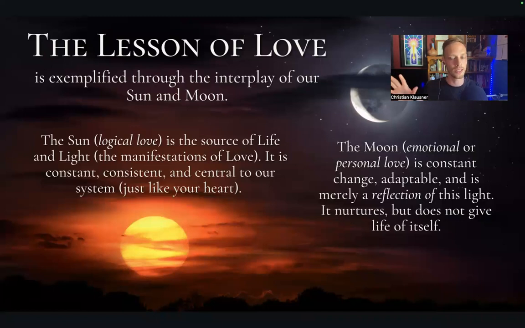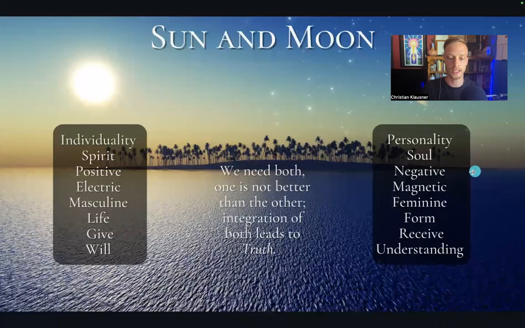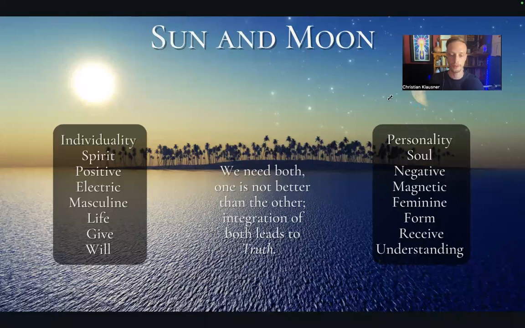Okay. Then we have the moon. That's emotional or personal love. Just as the sun is constant, the moon is constant change, always changing. It's adaptable and it reflects the light of the sun. It nurtures, but it doesn't give life of itself. So the masculine principle is the seed. The moon, or the feminine principle, is the receptive, receiving, reflecting principle, which proliferates life. Okay. And it's thanks to these two, the sun and moon, we need both, that we have this world as it is right now.